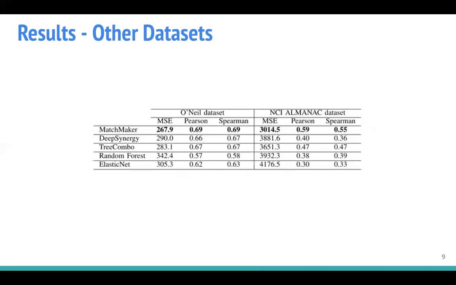We also applied our algorithm on individual studies to see whether our algorithm can be generalized or not. Therefore, we used the O'Neil and ALMANAC datasets. Again, here, MatchMaker achieves the highest correlations and the lowest error.